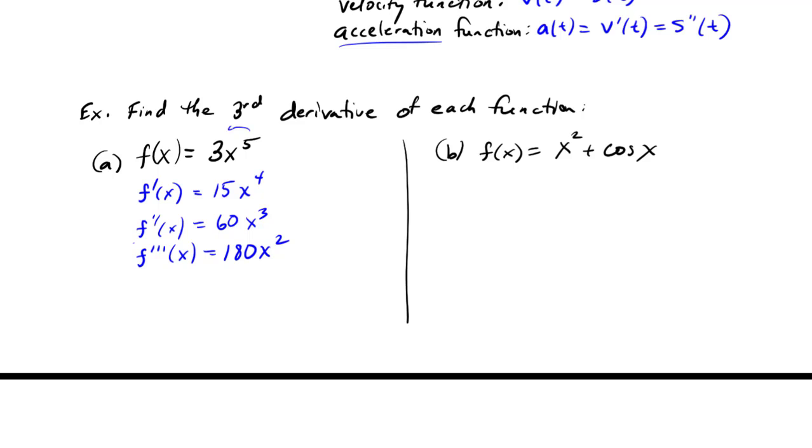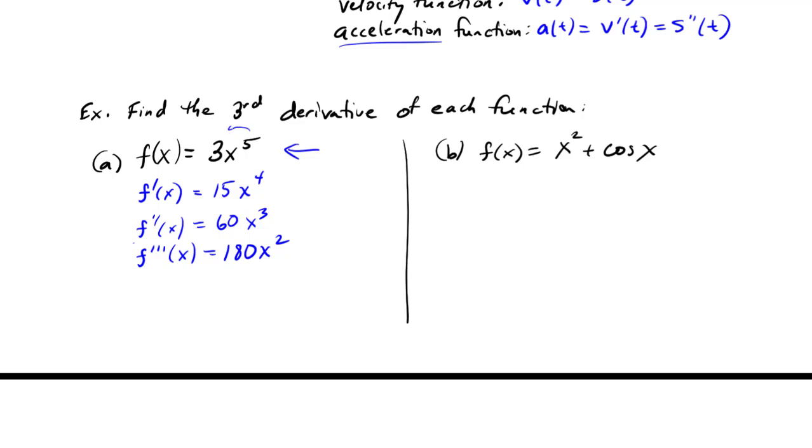And what you might be noticing, although we've stopped at the third derivative, is that you can keep taking derivatives here. The fourth derivative would be 360x. The fifth derivative would be 360. The sixth derivative would be 0. And every other derivative after that would be 0. So basically, if you start with a polynomial and take enough derivatives, you'll eventually get to 0 and it'll be 0 forever. Interesting point.